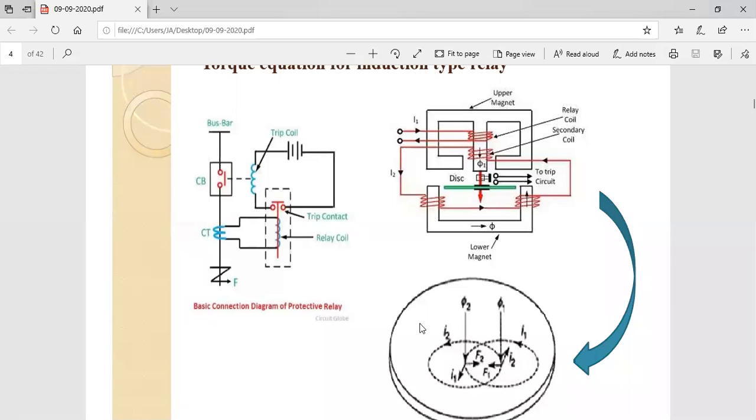In this diagram we can see some arrangements: an E type electromagnet, and at the bottom we placed a U type electromagnet. These two magnets have two windings, one winding we call the primary winding and the other the secondary winding. Here, simply, we split a single phase into two phases by using this structure.